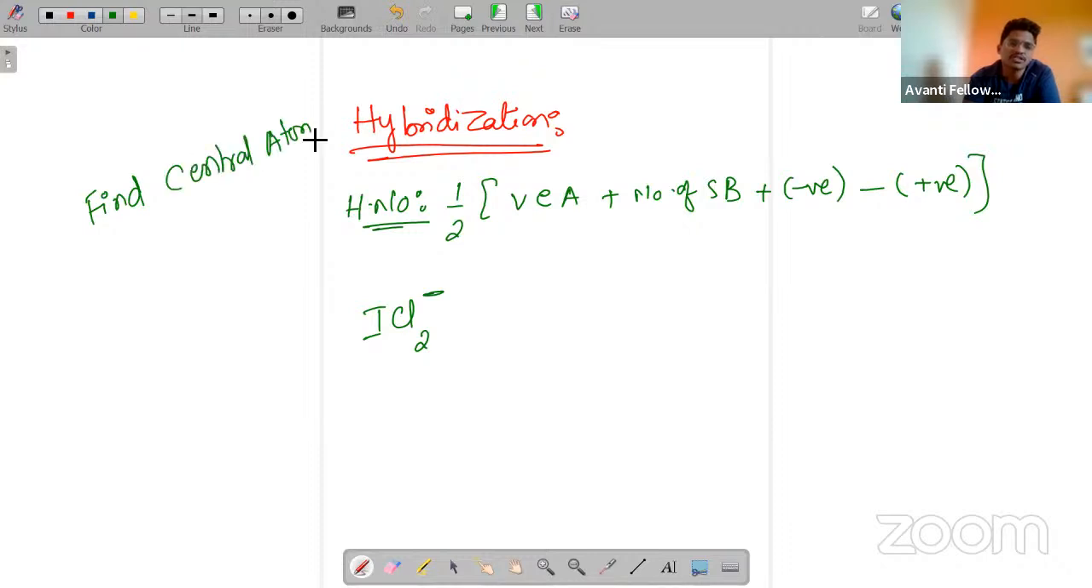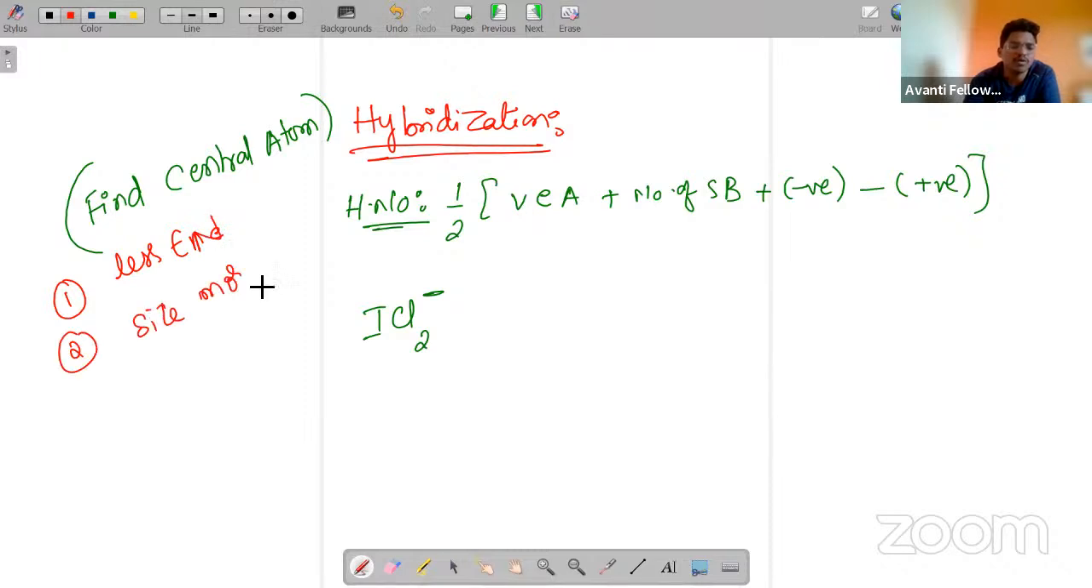Many times students get confused about how to find the central atom. Some very important rules: it should be less electronegative, its size should be more than the other elements, and the electronegativity difference should be more.